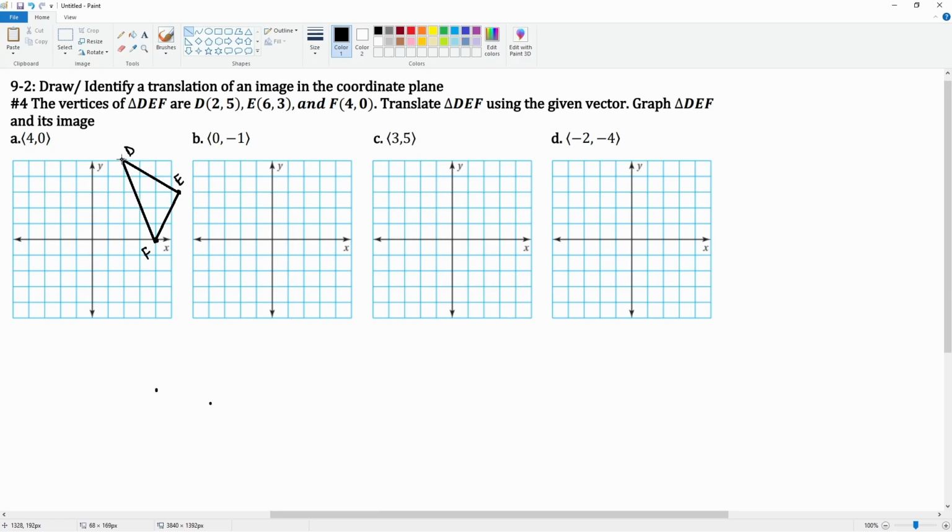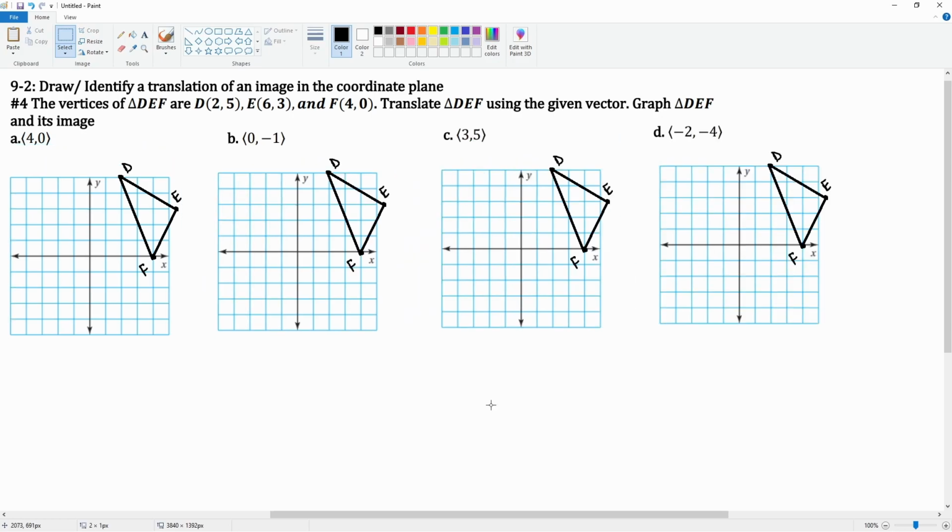Notice this is the same image for all the other problems, so to save some time I'm just going to paste this over. Hang on a minute. All right, we are back. I copied the image over here and gave myself a little more room. Remember, you can always graph this on an extra sheet of paper if the image we give you goes off the grid.